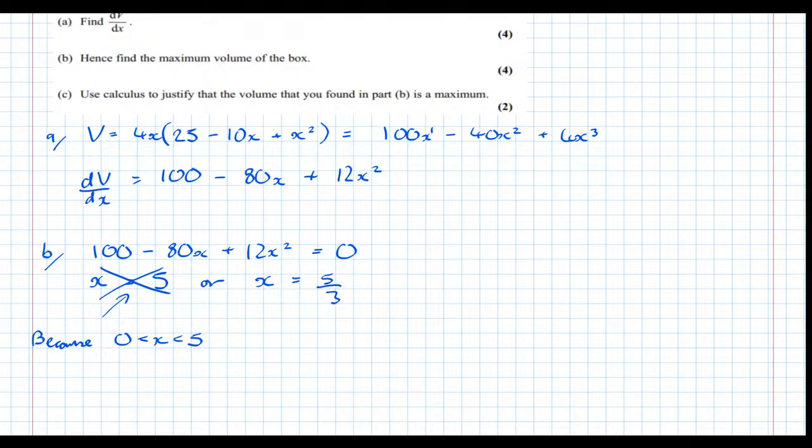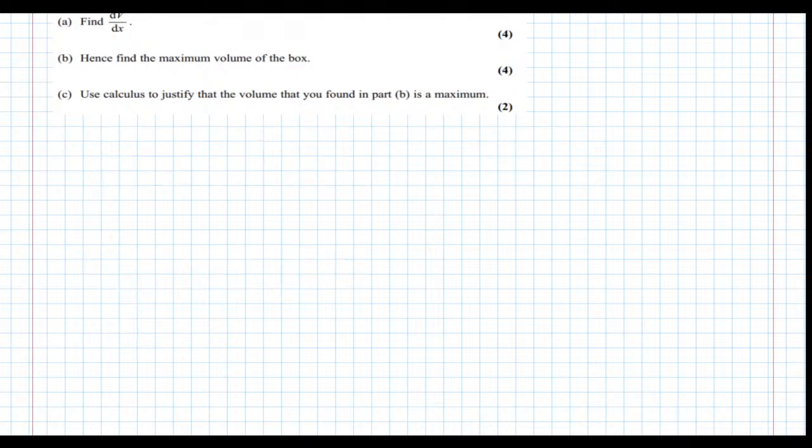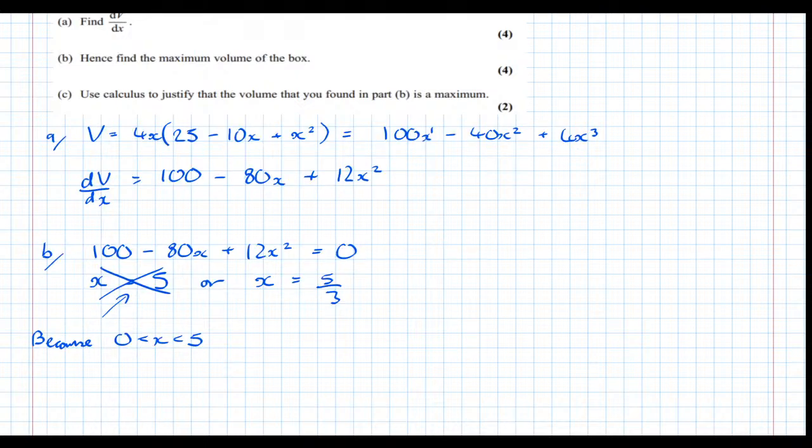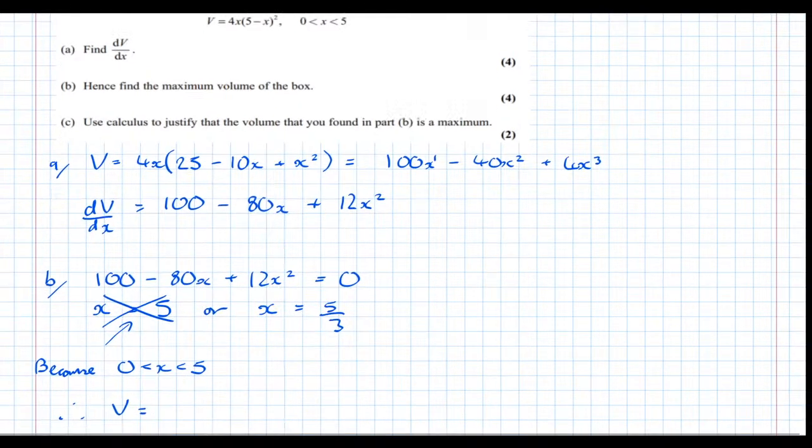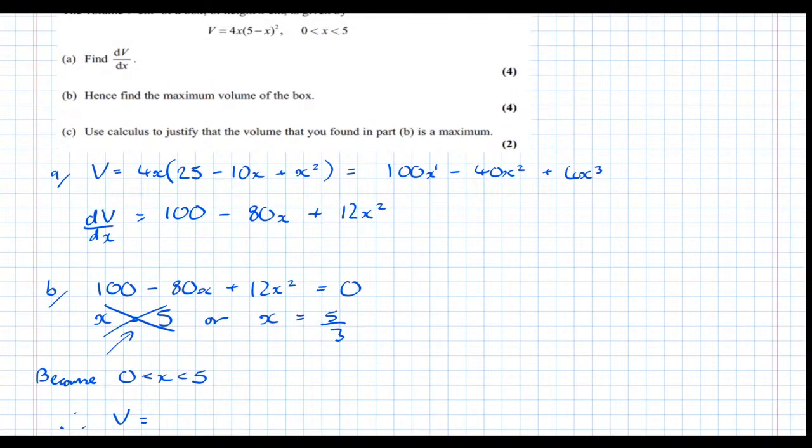So we haven't finished yet though, because it asked us to find the volume. We found the x value that gives the volume currently. So let's actually find the maximum volume of the box now. So therefore V equals, and we've got the formula right at the start for that, so it's 4x, 5 minus x squared.